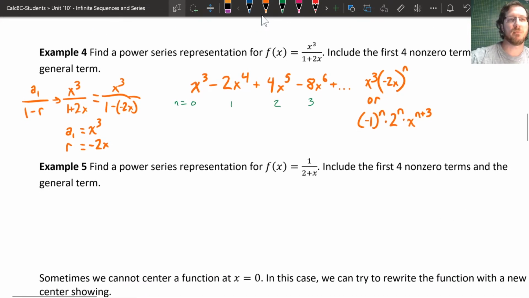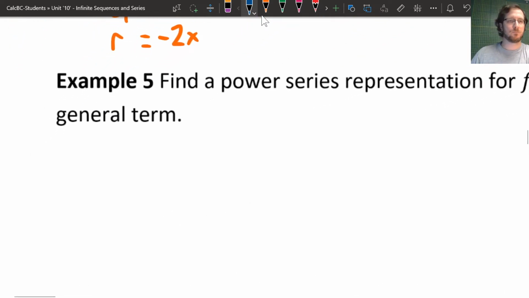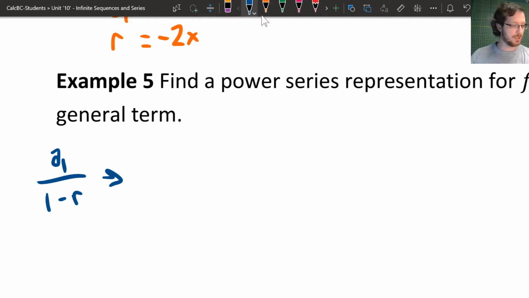All right, let's look at example 5. Find a power series representation for f of x equals 1 over 2 plus x. Include the first 4 non-zero terms and the general term. All right, same direction. Sum, initial value over 1 minus r. Let's compare that to our given function, which is 1 over 2 plus x.